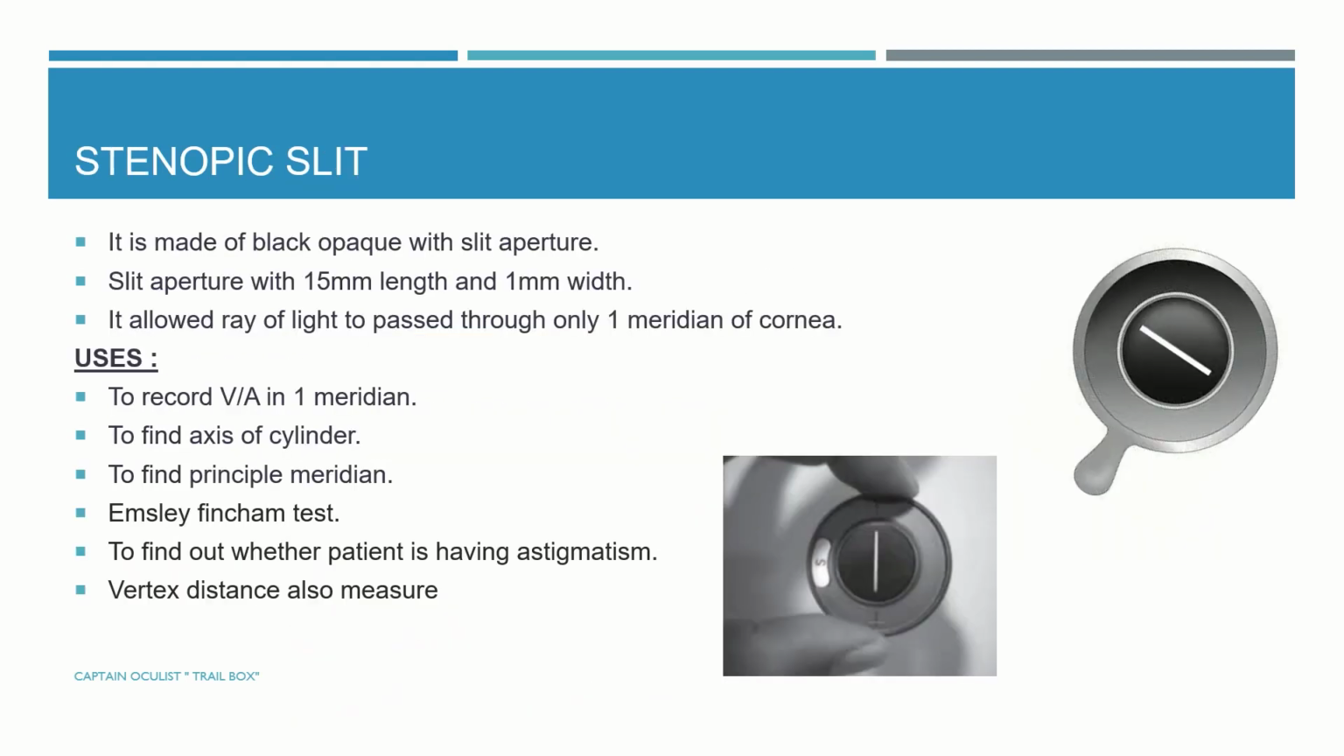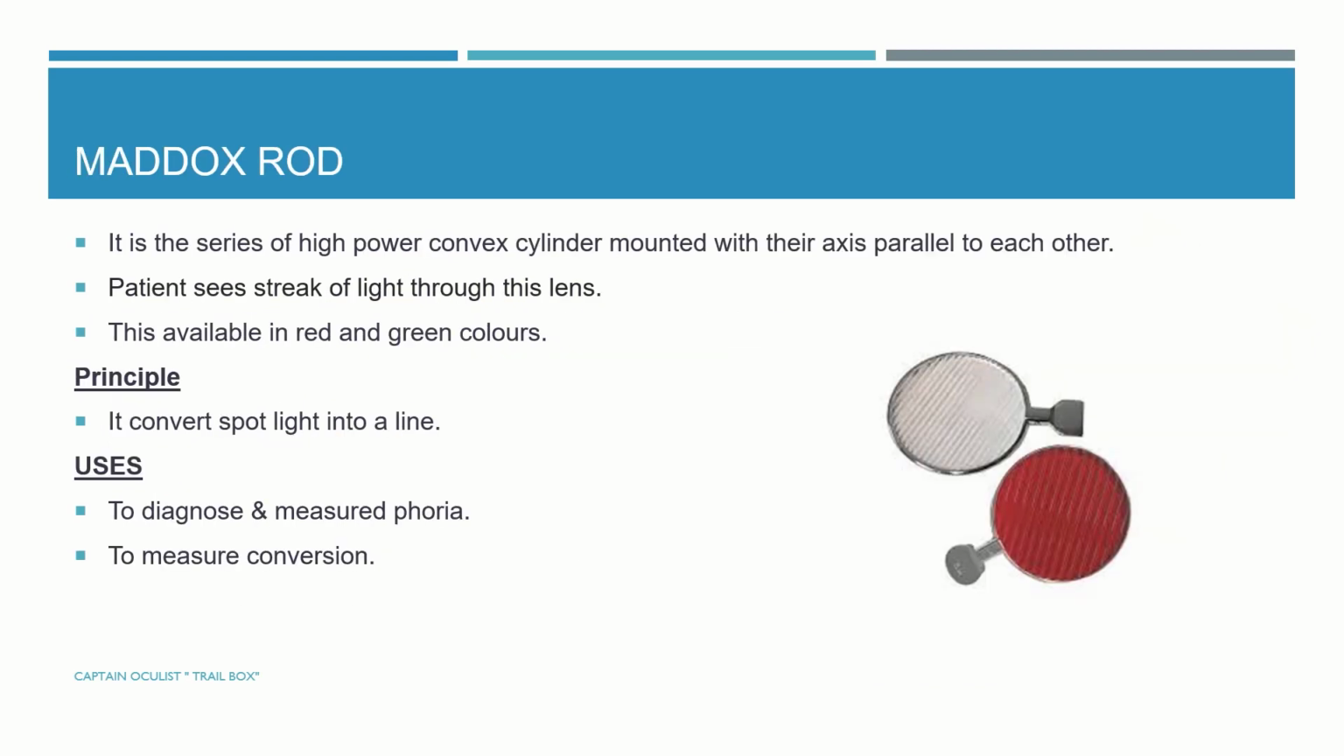Stenopaic slit is made of black opaque material with a slit aperture. The slit aperture is 15 millimeters in length and 1 millimeter in width. It allows rays of light to pass through only one meridian. The uses of the stenopaic slit include recording the visual acuity in one meridian, finding the axis of a cylinder, and finding the principal meridian.